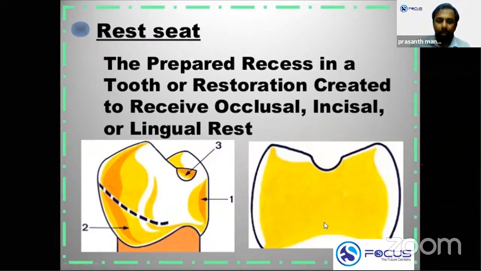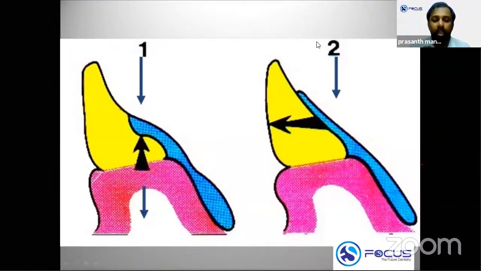Definitely a wedging effect can be there for a rest. We'll discuss it. Yes, so this is the reason. If you don't give a preparation, definitely there will be occlusal interference. Second thing, the purpose: one purpose of a rest is to provide support. Yeah, true. The second purpose is that it has to direct the occlusal forces along the long axis of the abutment teeth.